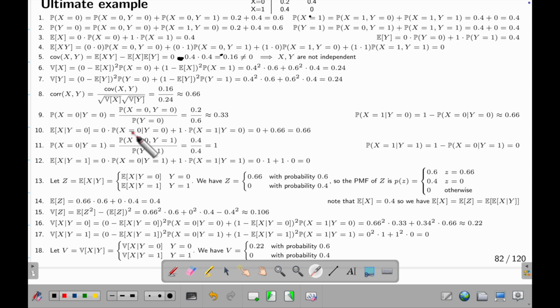So we change the marginal. We change the joint to conditional. This one is given y is 1. So we change all the joint to this conditional. That means you need to find this probability. What is this probability? P(x=0, y=1) divided by P(y=1). Okay? And once you have this, you can define this thing as a random variable.